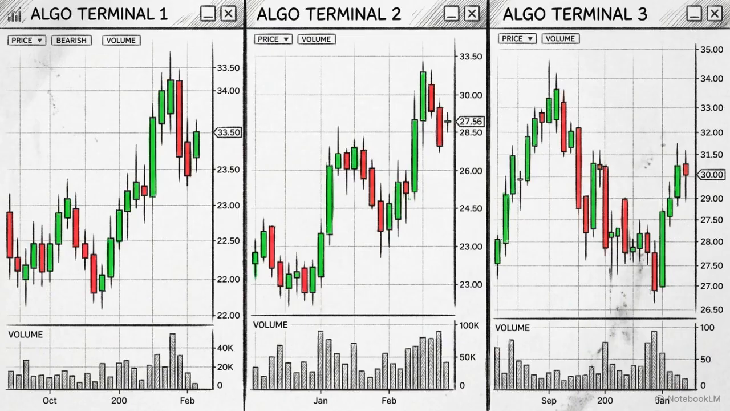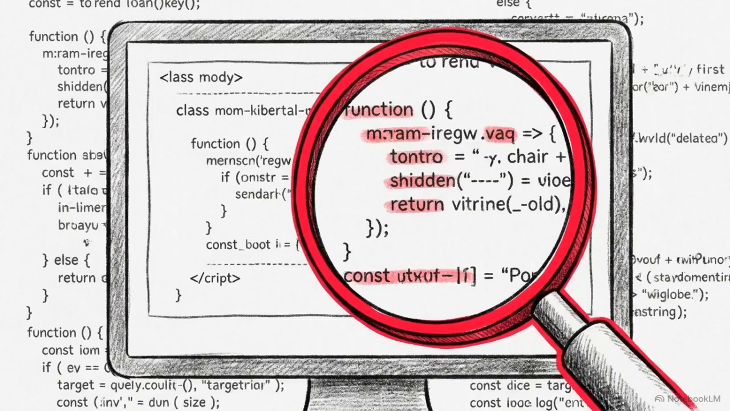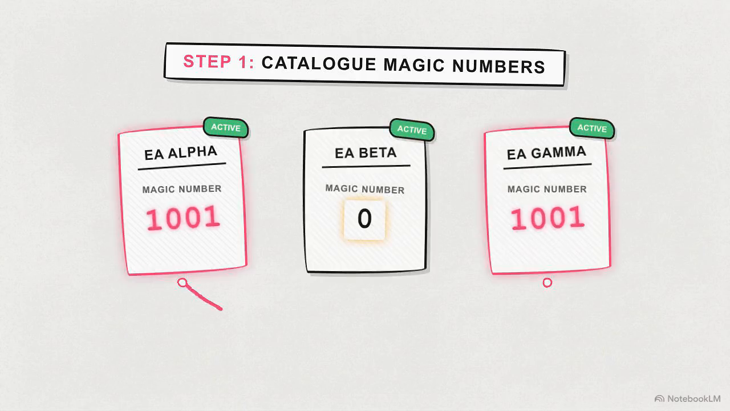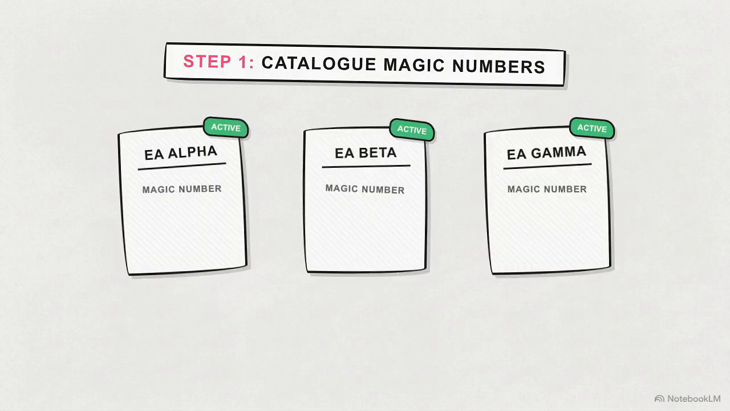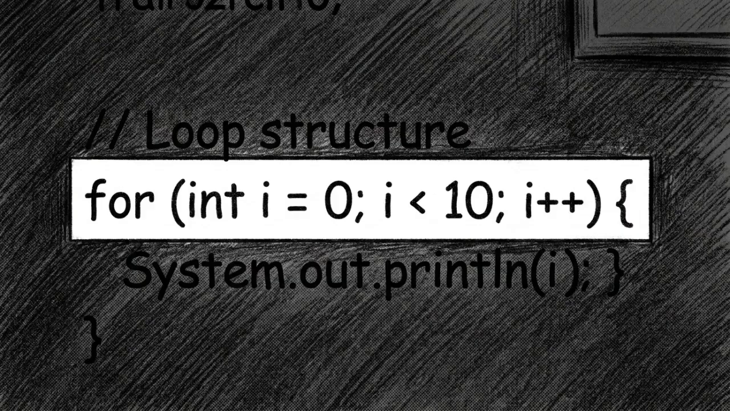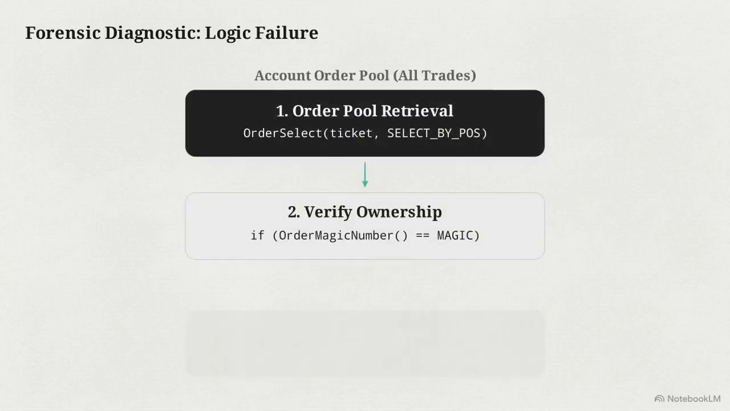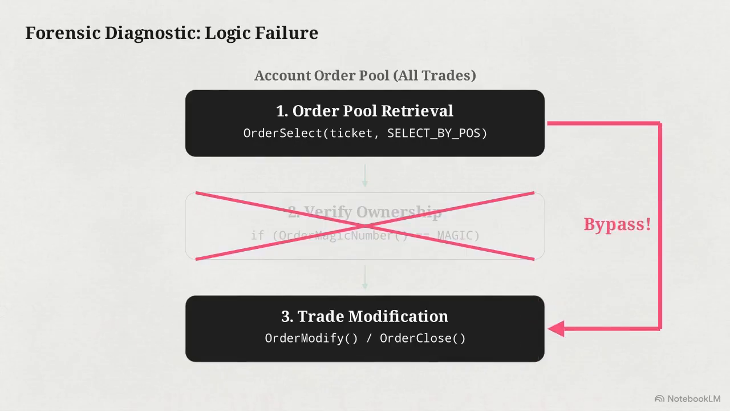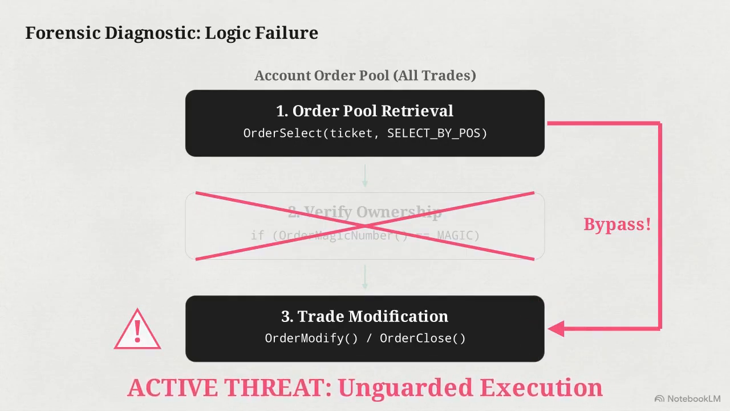If you are running multiple EAs right now, open your source files and begin a live forensic audit of your active portfolio. Step 1. Catalog every active magic number across your strategies. Write them down. If you spot duplicate assignments or any zero values, you have an immediate collision point. Step 2. Run a text search in your codebase for the OrderSelect function. Scrutinize the logic of every single loop that appears in the results. The criteria here is absolute. If a modification or close command triggers before a magic number filter verifies ownership, you have located an active problem.